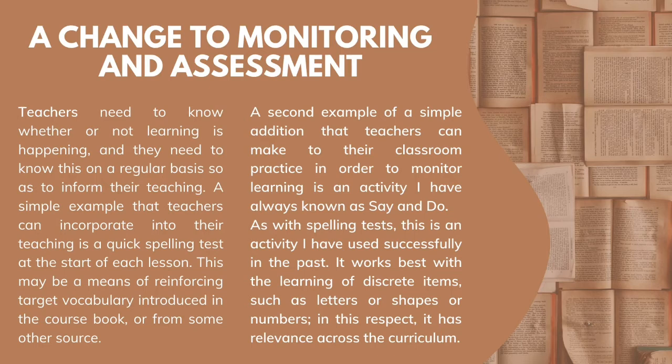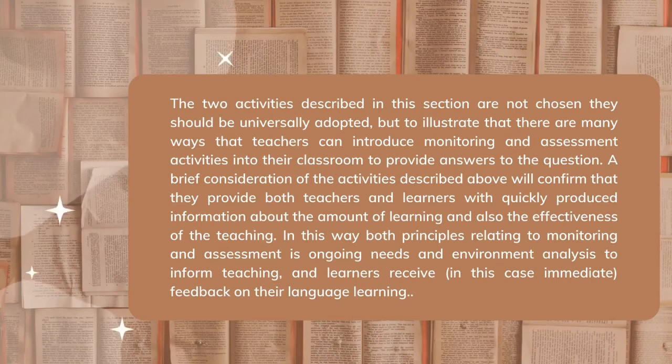A second example of a simple addition that teachers can make to their classroom practice in order to monitor learning is an activity known as say and do. It works best with the learning of discrete items such as letters or shapes or numbers. In this respect, it is relevant across the curriculum. The principles of the outer circle again provide some justification for using such an activity.